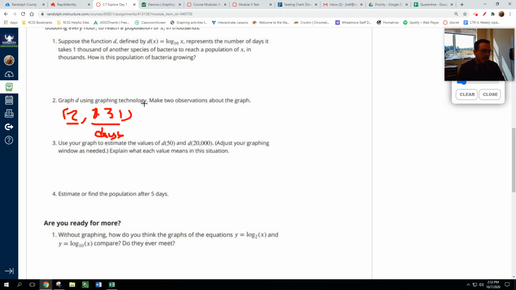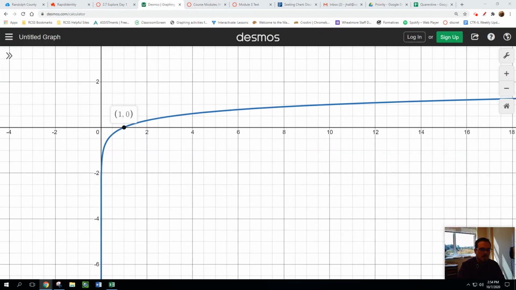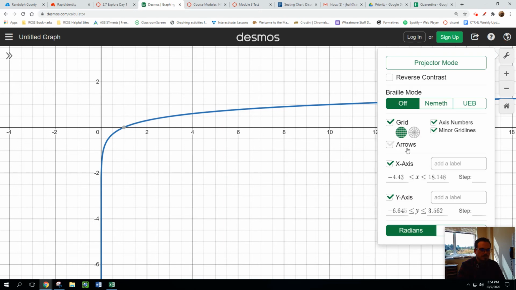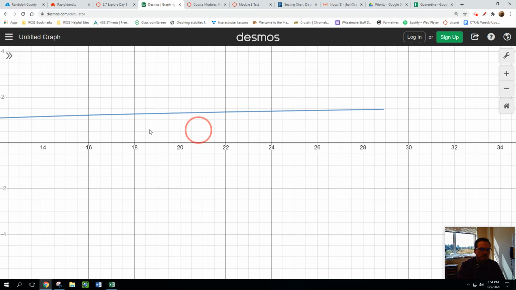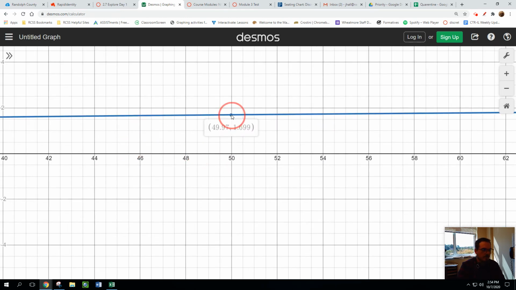Number 3, use your graph to estimate the values of D50 or D20, right? How many days does it take to get 50,000 bacteria, or how many days does it take to get 20,000? And adjust your graphing window as needed. Explain what this means in this situation. So coming back here, if I adjust my window, there are 2 ways I can do this. I can come to the wrench, and the first one I believe was at 50, right? So we actually don't have to adjust the wrench here. We can just scroll over until we get to 50 and then click.